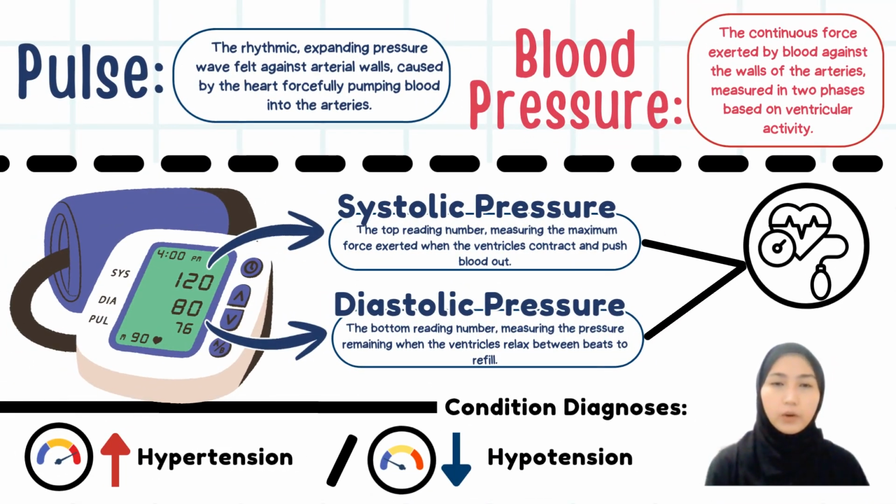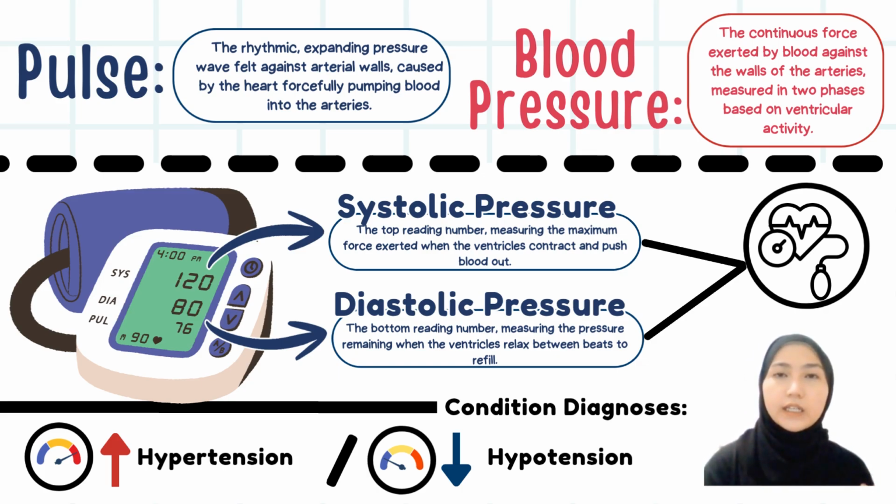So next I'm going to talk about the pulse. Now that we know how the highway is built, let's take a look at how the traffic flows. Every time our heart muscle beats, it pumps blood out forcefully into our arteries. This creates a rhythmic expanding pressure wave against the arterial walls, which we can actually feel, and which we call a pulse. This continuous force is what we call blood pressure.